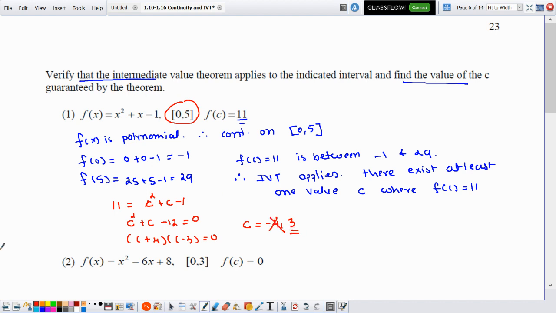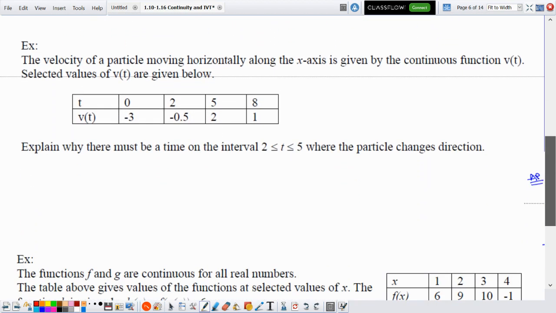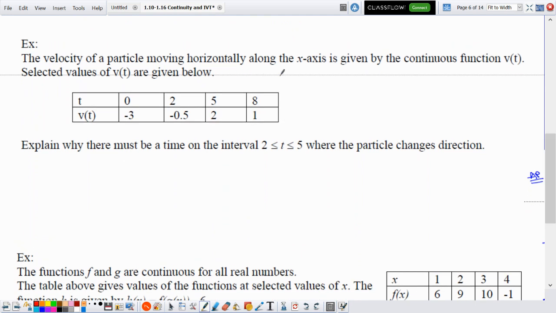Like I said, rarely are they asking to find the value of c. Most of the time you have to apply the intermediate value theorem. So I'm going to look at one problem from the table. So let's take a look at this table. The velocity of a particle moving horizontally along the x-axis, continuous function. That's what we are looking for. t and v of t.